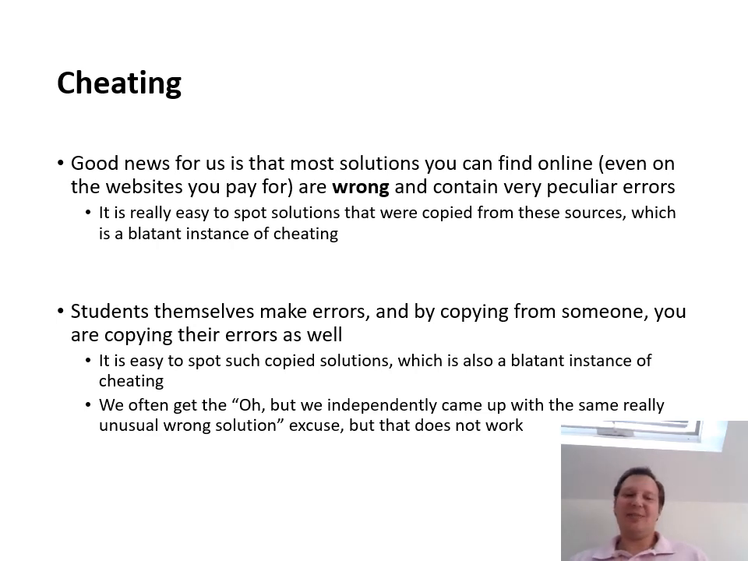And I've seen in the past getting excuses such as, oh, I didn't copy. We independently came up with the same really unusual wrong solution with a really weird error that nobody else has, and that happened for 3 problems in a row. But such excuses do not work, because it's clear that the probability of that happening is so low that it just didn't happen. So don't cheat. That's the main message here.